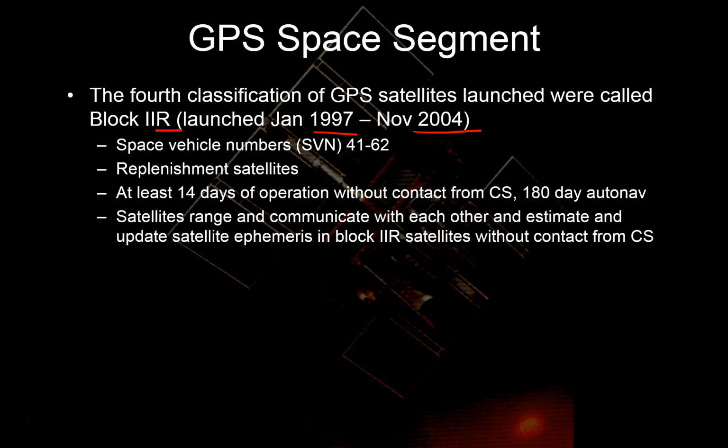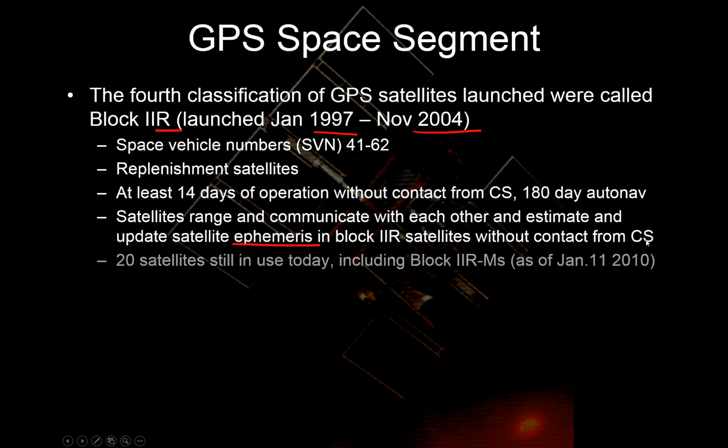Yes, satellites range and communicate with each other and estimate the updated ephemeris. So again, that's the orbital information. The satellites themselves basically determine their best orbital parameters without contact from any of the monitoring stations or the network down on the ground. Okay, and as of 5 years ago, there were still 20 of these satellites in use.